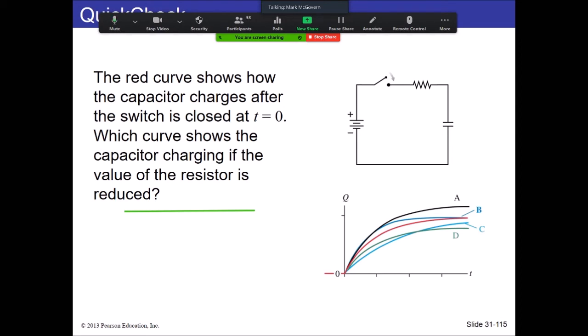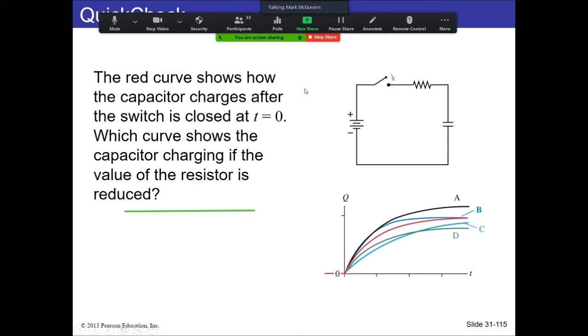At all times, the darker blue line is above the red line, which makes sense because with a lower resistance, you can have a greater current, which means you're going to be able to charge the capacitor faster. So for a given amount of time, you would expect this new RC circuit to be at a higher charge. So it makes sense that we're above there.